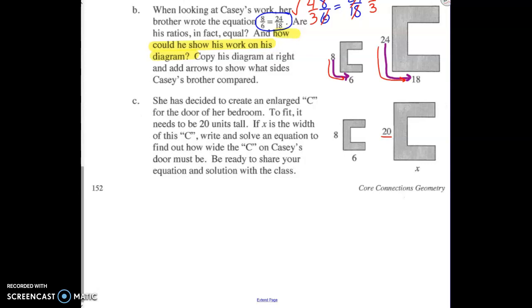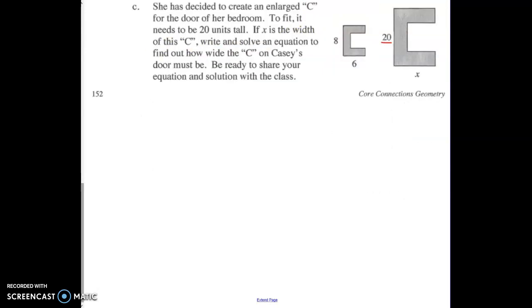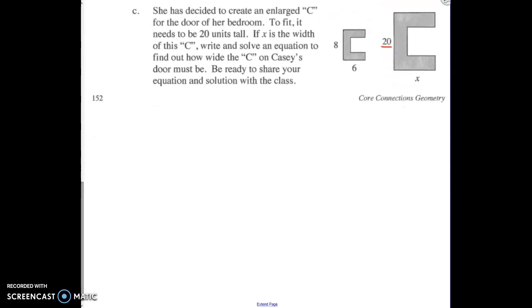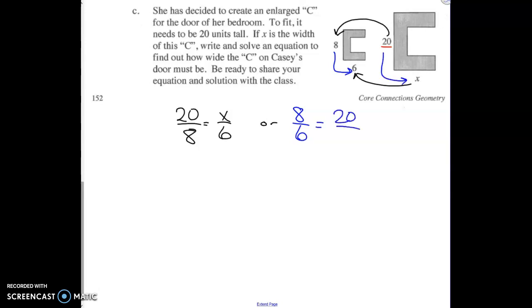So we can set up a couple different proportions. Proportions is when you have a ratio and a ratio together. So we could do what they did in the first one: 20 over 8 equals x over 6. Or we could do 8 over 6 equals 20 over x. How do we solve these?